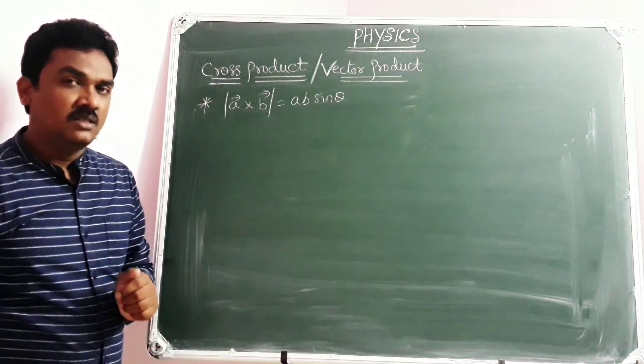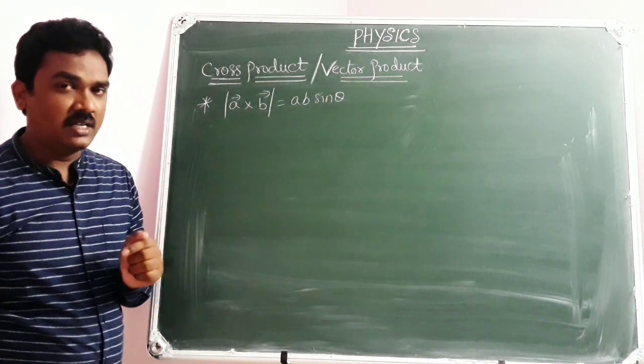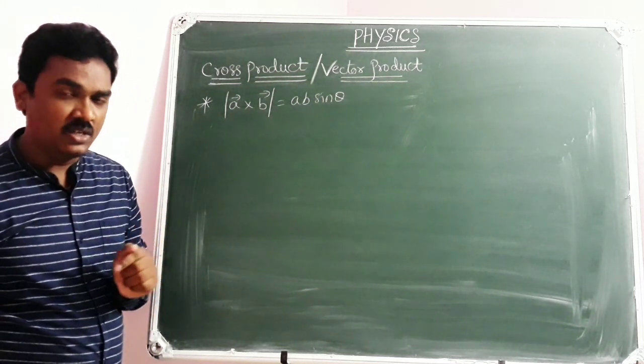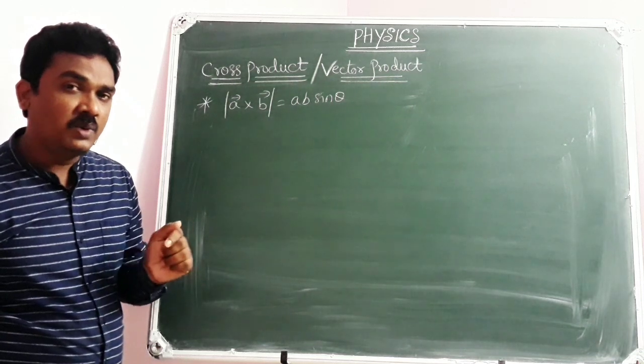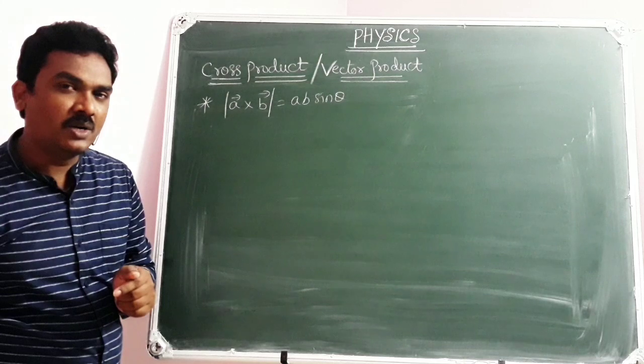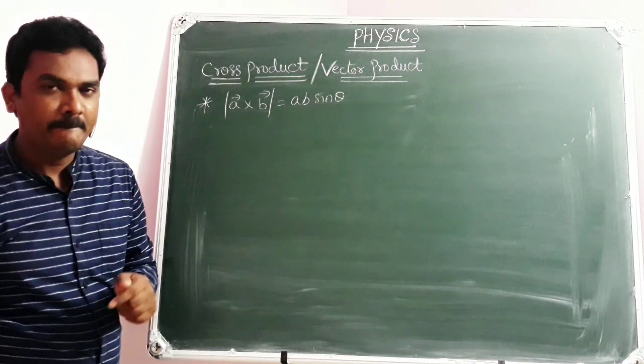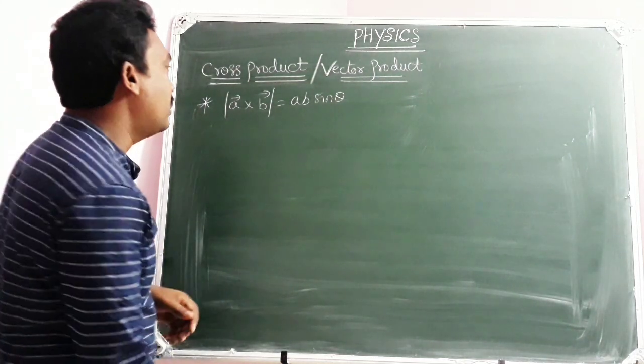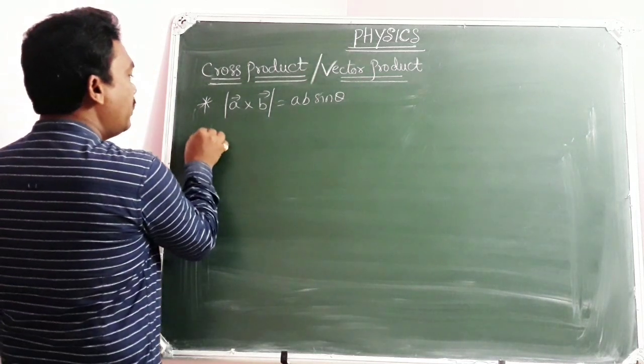That's the reason why. Suppose A bar is along the x-axis and B bar is along the y-axis, then A bar cross B bar will be along the z-axis, because the z-axis is perpendicular to the xy plane. That's the reason. But anyway, here you need to understand a little bit more.